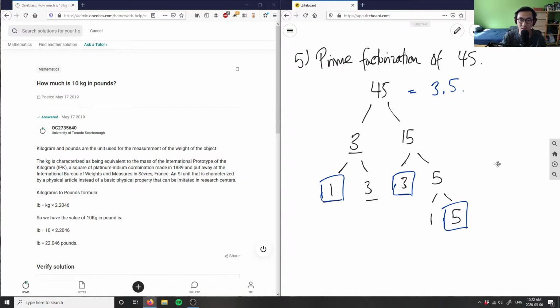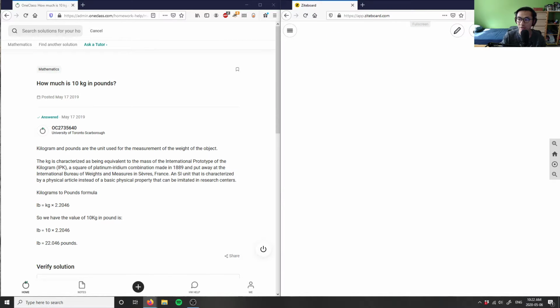Okay, number 6. How much is 10 kilograms in pounds? So maybe take a moment to think about this question here. What is 10 kilograms in pounds here?